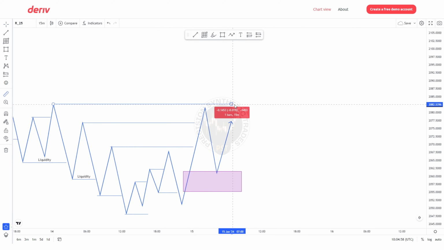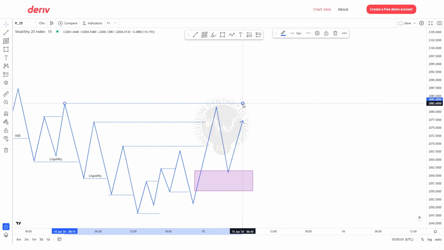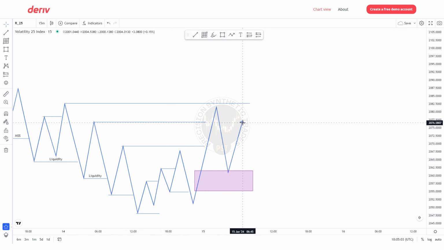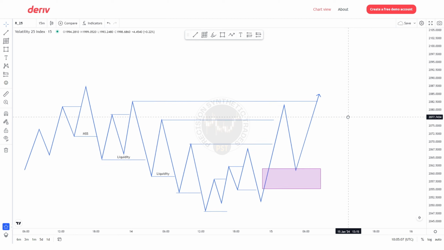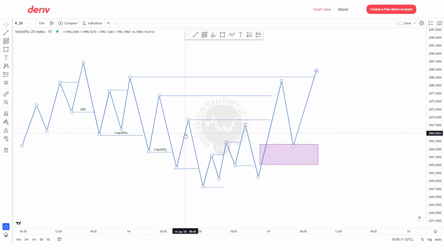And then we will target this level of liquidity, and then price would go up there. And that's how I identify liquidity, for looking for highs and for lows and just following the market structure. Alright, so let's go into a few chart examples.